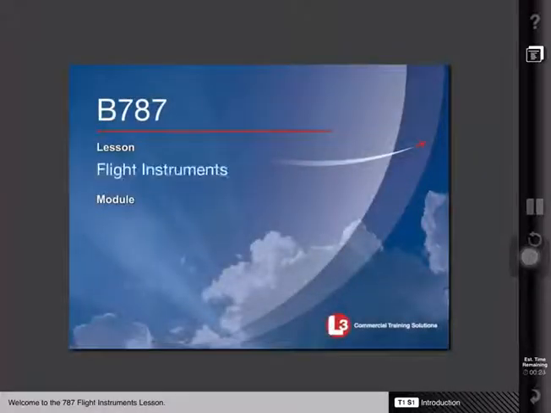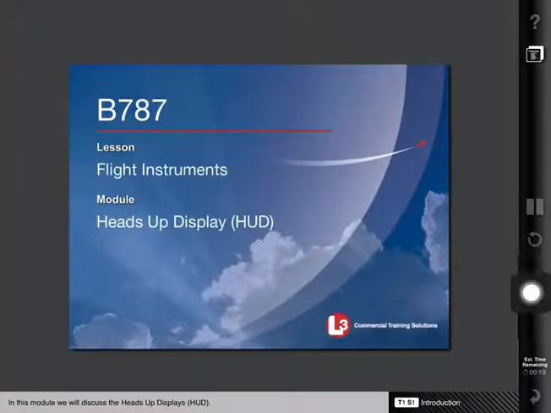Welcome to the 787 Flight Instruments lesson. In this module, we will discuss the heads-up displays. This module will primarily address the differences that exist on the HUD as opposed to the PFD. Refer to the PFD topic in Module 2 or the company manual for more information about display symbology.